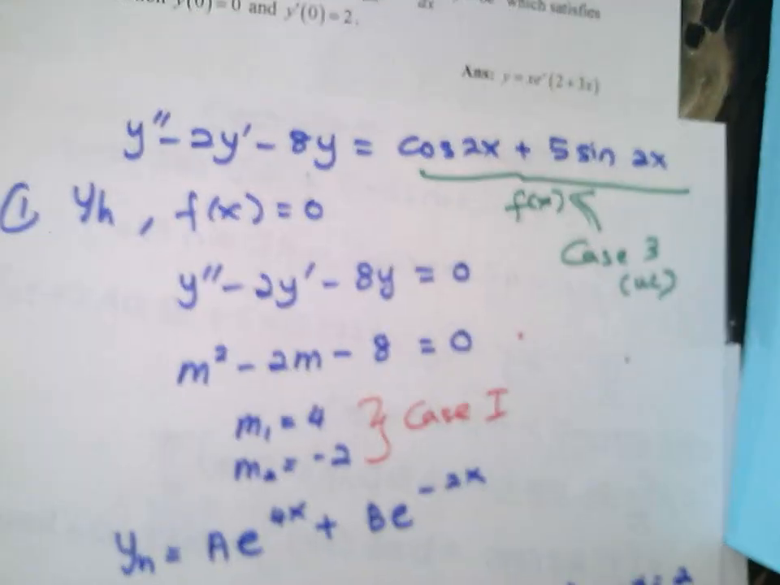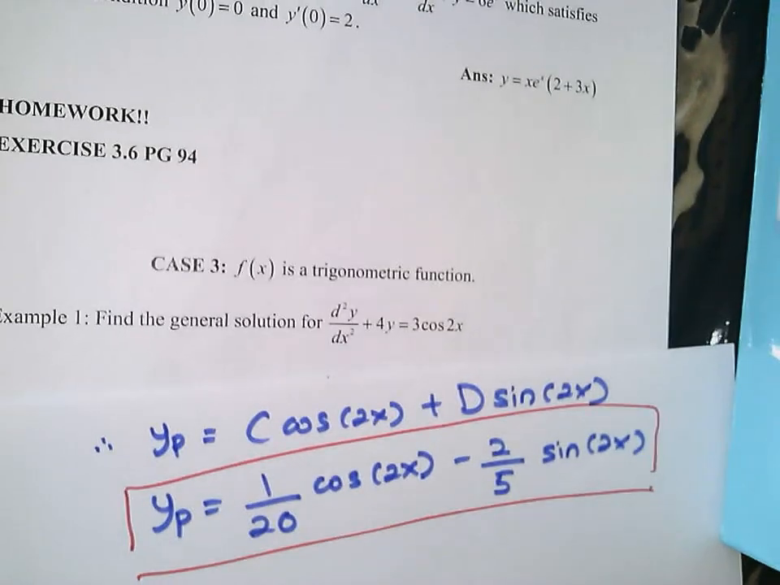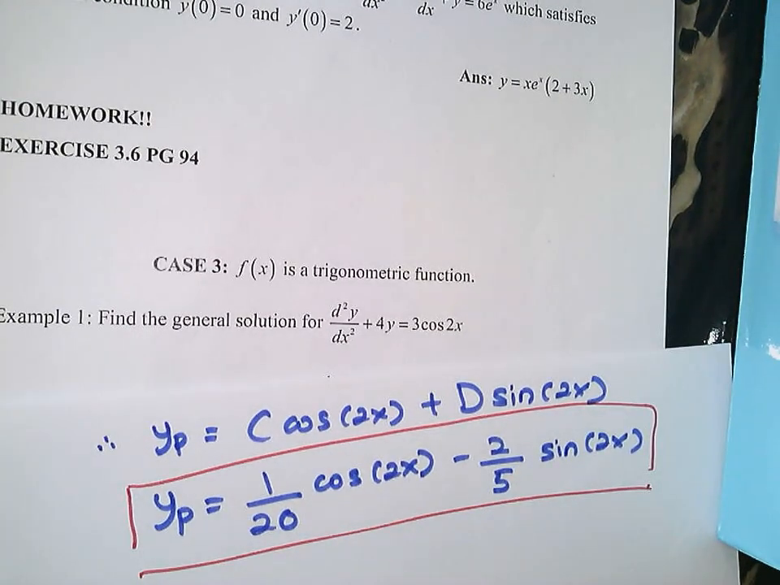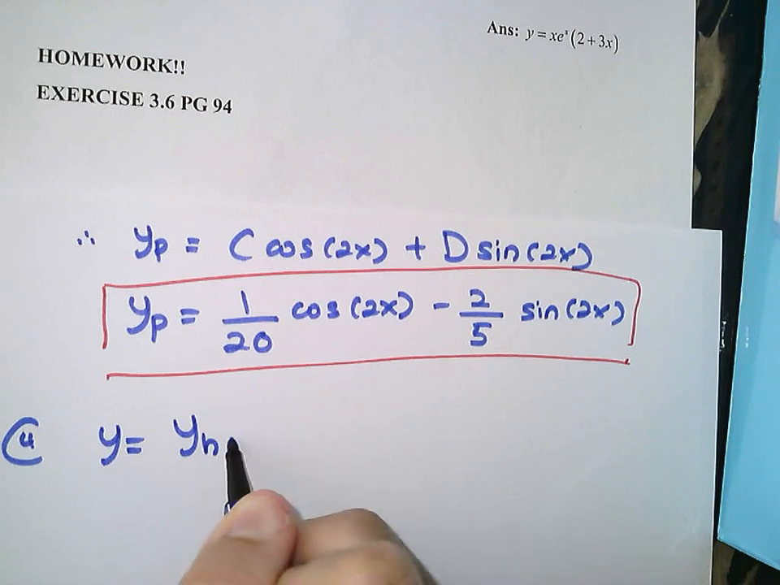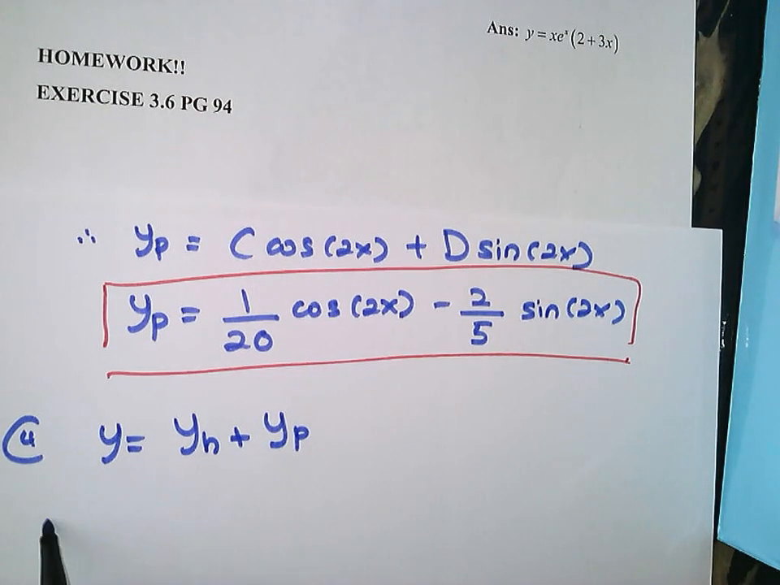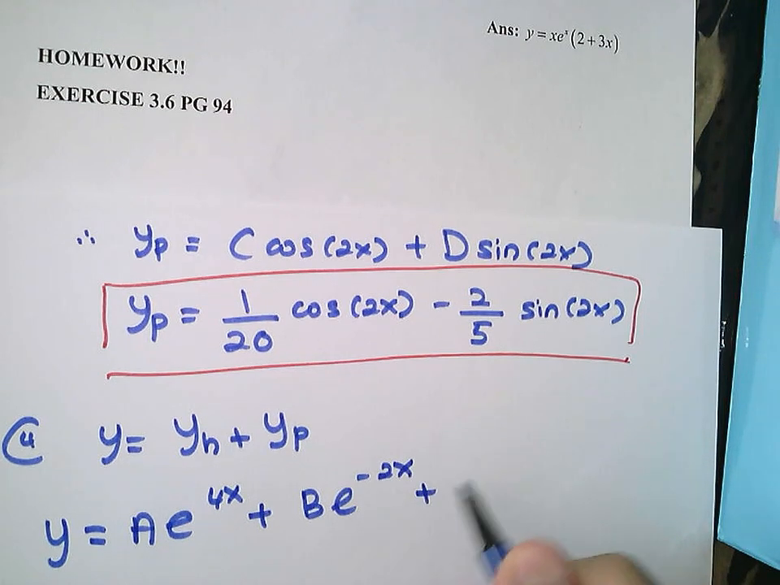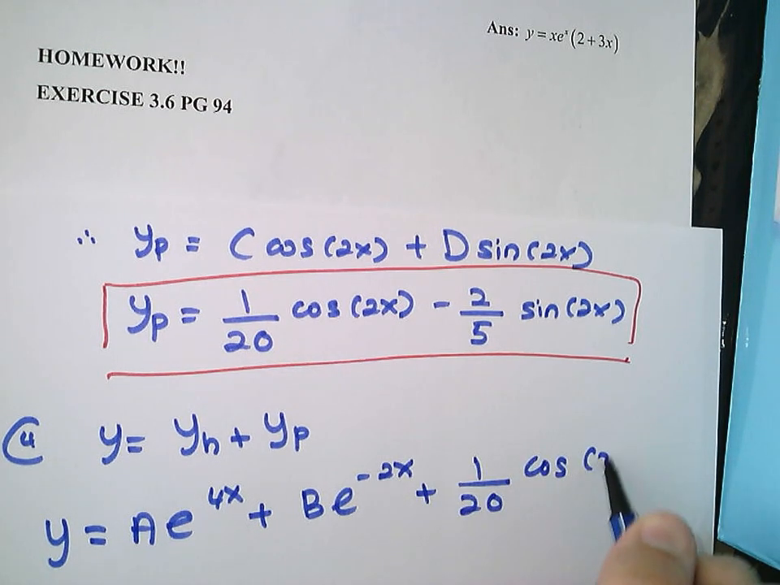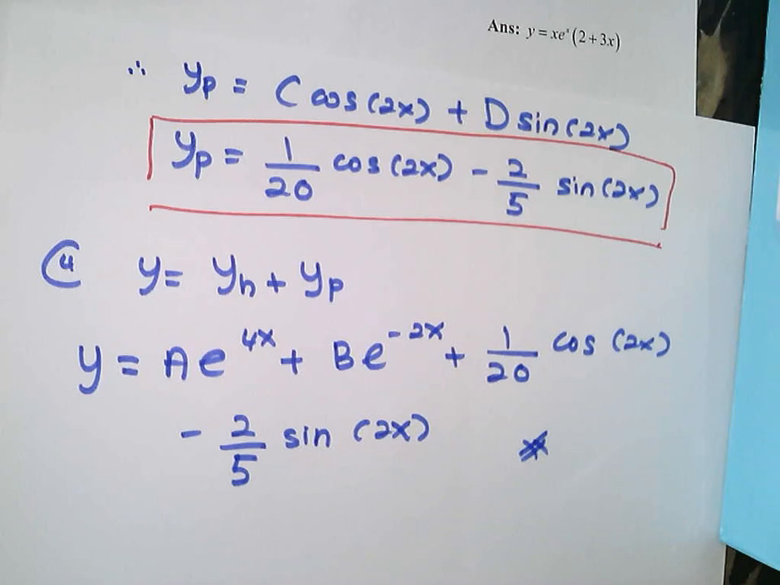So you have your yh here and also yp, so you can find the general solution. Okay, so the last part will be y is equals to yh plus yp. So your y is equals to ae to the x plus be to the negative 2x plus 1 over 20 cos 2x minus 2 over 5 sin 2x. Okay, so this is the final answer.